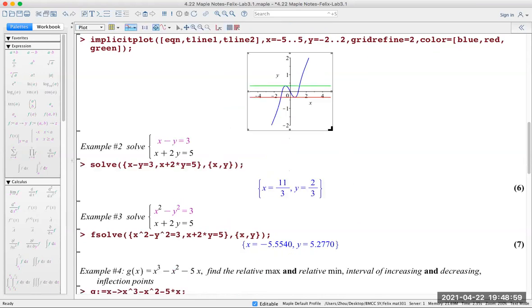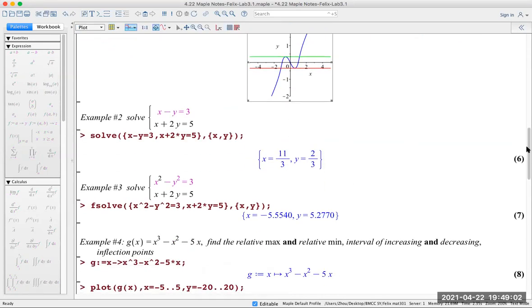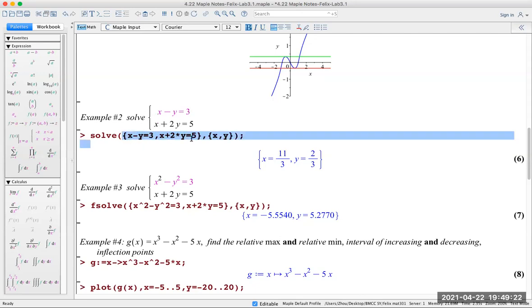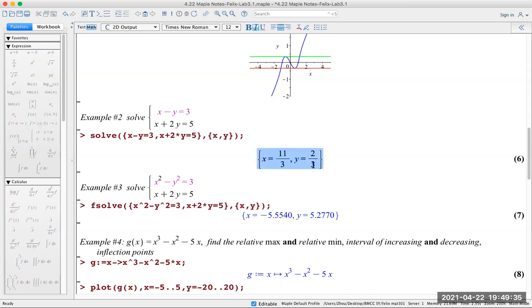Now, the second example here is about how we can solve a system of equations. Say we want to solve x minus y equals 3 and x plus 2y equals 5 for x and y values. In Maple, you can just use the solve command, solve, parentheses, and then the way to type the system of equations is using the bracket symbol. So bracket, type both equations in order, then comma, make sure you say bracket x, y, which means we want to solve for both x and y values. So here we go, we have the answer.